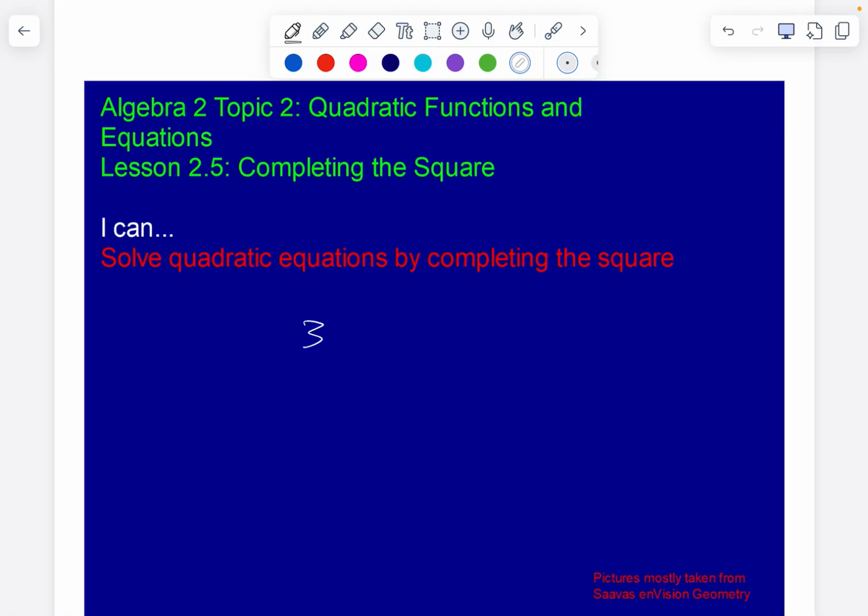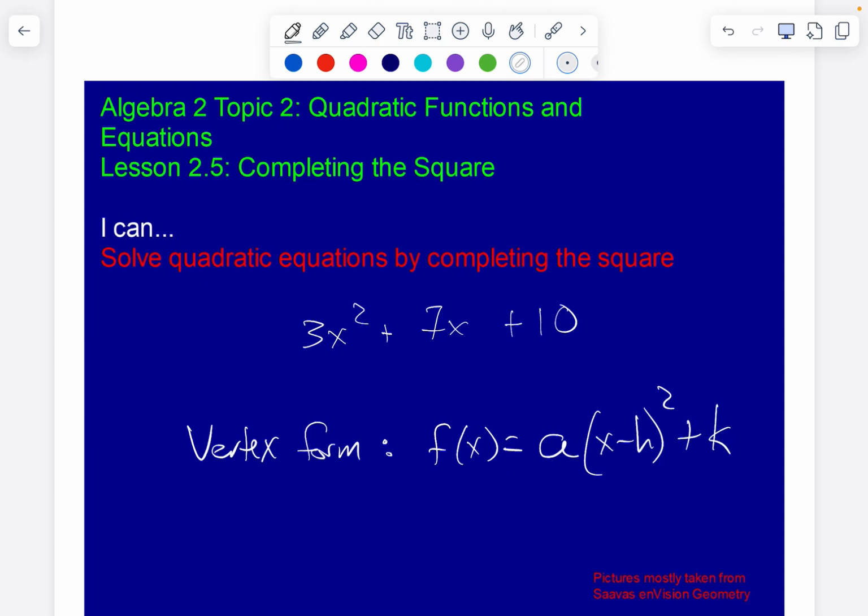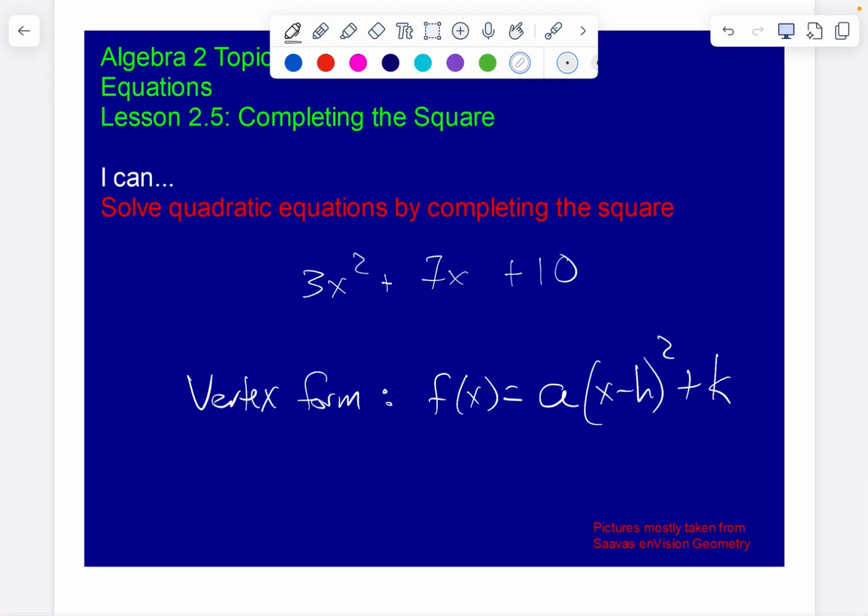So, for example, you saw me just write one. I'm just going to make one up. Let's say I have that. If I said write that in vertex form, which looks like what? Just as a reminder. Hopefully that comes to mind right away. What is it? f of x equals a(x minus h) squared plus k. So far we haven't been able to do that. Not like we're about to.